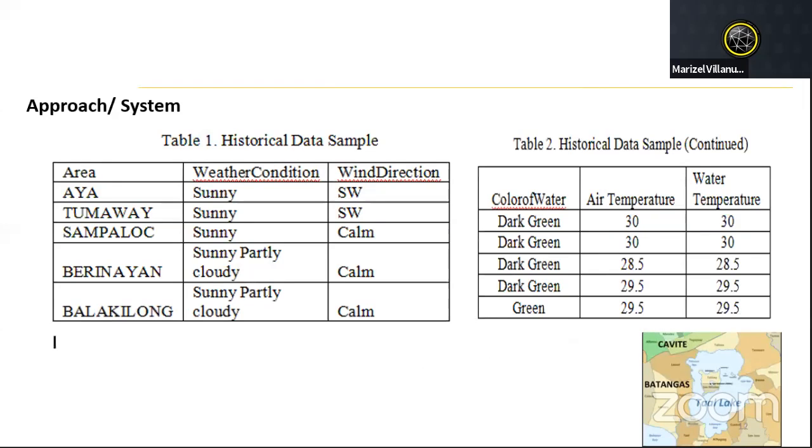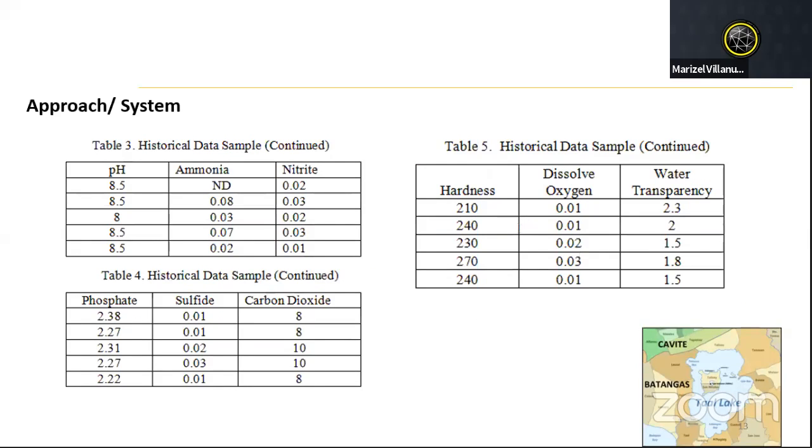So here, these are some of the historical data sample. As you can see, there is an area surrounding the Taal Lake, and of course the weather condition, the wind direction, and the color of the water. So here is another table for additional historical data. And then we have here the pH, ammonia, nitrate, phosphate, sulfide, carbon dioxide, hardness, and dissolved oxygen. This data is also recorded by the chemist.